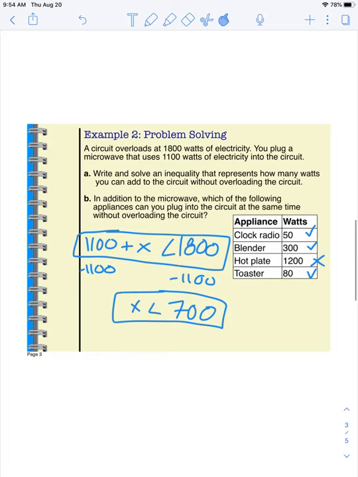So if I had an appliance that was 700, I could not plug that in because then the total would be at 1,800 watts, which would overload the circuit. It has to be less than 700. So if it's at 699, it works. 700 or higher does not.